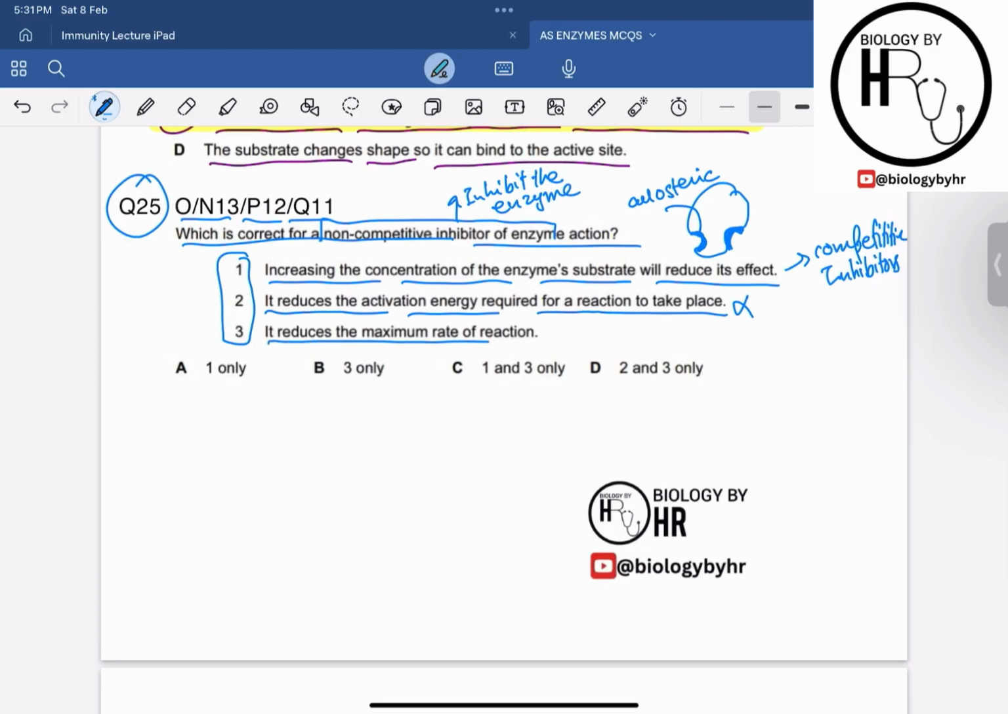It reduces the maximum rate of the reaction. Yes, this is correct. Why? Because we know that inhibitors work by inhibiting the rate of the reaction, right? Which means that it is reducing the maximum rate of the reaction. So hence option B is the correct answer over here, 3 only.